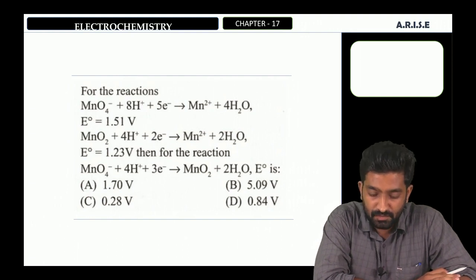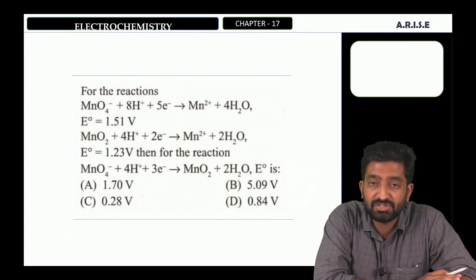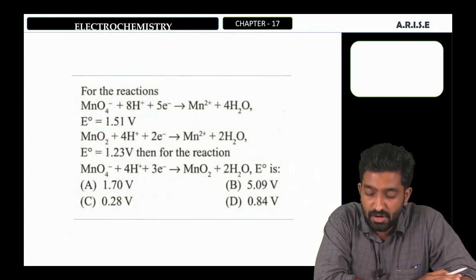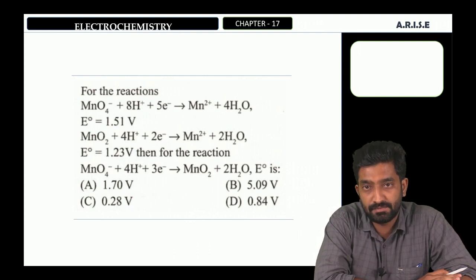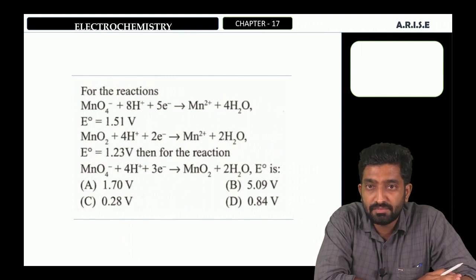Then the next one. For the reactions, MnO4 minus plus 8H plus plus 5 electrons gives Mn2 plus plus 4H2O, and the potential of the first equation is 1.51 volt. The potential of the second equation is 1.23 volt. The question is, find out the potential of the third equation. Two equations are given, and we need to find the potential of the third equation.